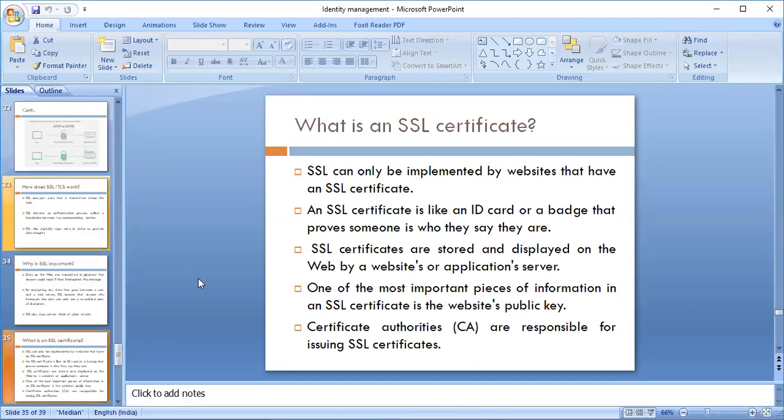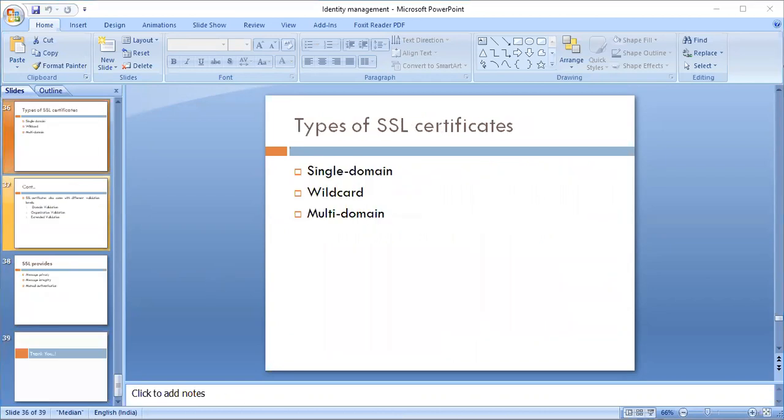Apart from this, we have various types of SSL certificates. There are several different types, and one certificate can apply to a single website or several websites depending on the type. When we talk about types, there is the single domain type. A single domain SSL certificate applies to only one domain. A domain basically is the name of a website, as in www.cloudflare.com or maybe google.com. So this is one domain.